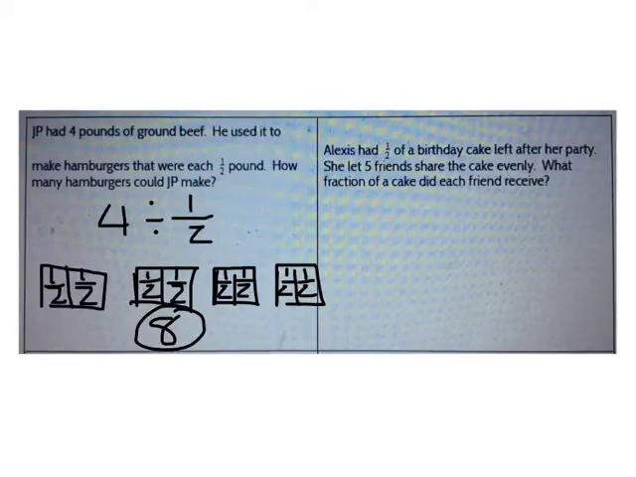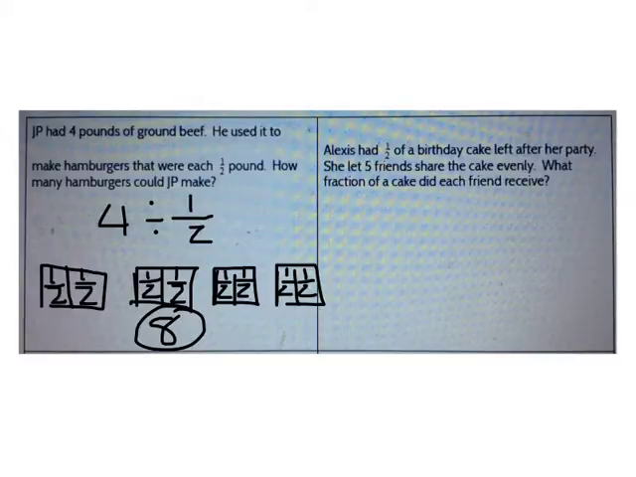JP is splitting the 4 pounds of ground beef, so my division sentence is 4 divided by 1/2. I start my model with 4 wholes and cut each whole in half. There are 8 halves inside of 4, so the answer is 8.